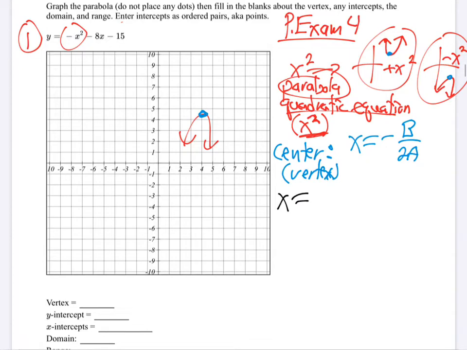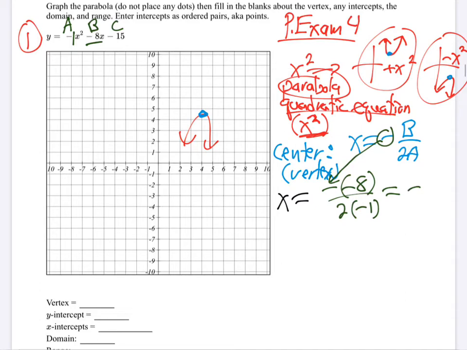So what's a and b and all that? A is negative 1. B, not a 1, there's already an 8 there. B is negative 8. C is negative 15. So that's your A, B, C. So negative B, negative 8, right? Because B is negative 8, and there's a negative sign in the formula. Negative in the formula, negative 8 for B, all over 2 times A, and A is negative 1. So altogether we have 3 minus signs. So it's going to be negative, and 8 divided by 2 is 4. So x equals negative 4. And now that's the x value.